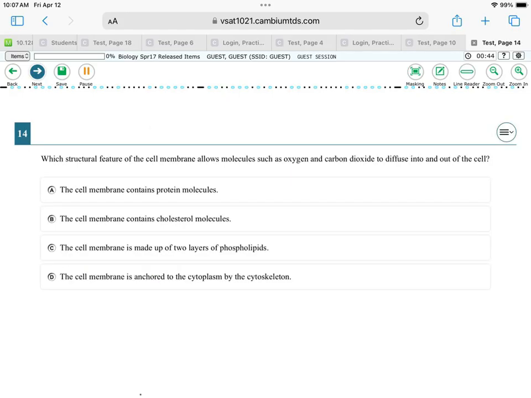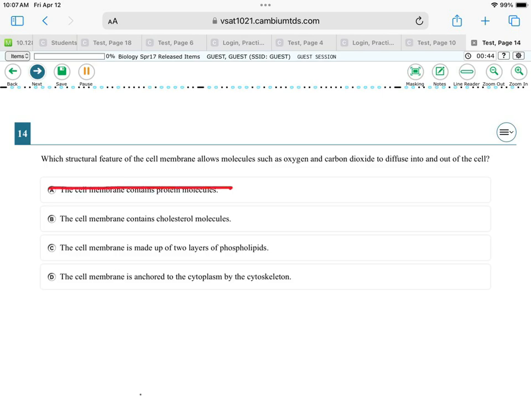Number 14 on the spring 17 released items. What structural feature of the cell membrane allows molecules such as oxygen and carbon dioxide to diffuse in and out of the cell? Oh boy. Well, the cell membrane contains protein molecules. True statement, but is that how oxygen and CO2 get in and out?